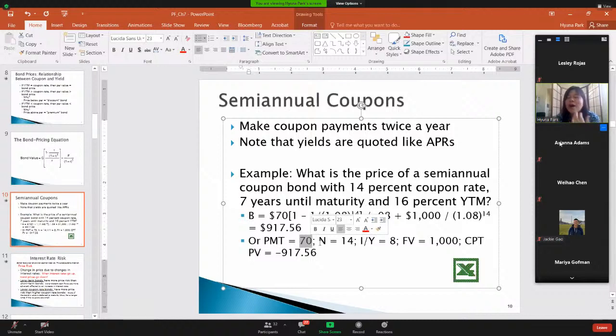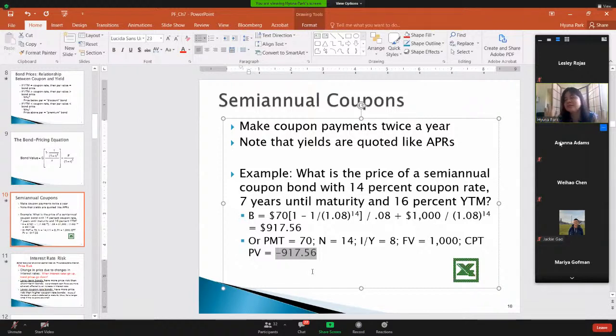And what's the number of periods? It should not be 7. The remaining time until maturity is 7 years. But how many semi-annual payments are there during this 7-year period? 14 times. So that's why N is 14. And what should be the discount rate? The discount rate is related to yield, 16%, but again, it's semi-annual. So the rate is 8%. Future value is 1,000. You compute using a financial calculator or Excel, and you get $917.56.